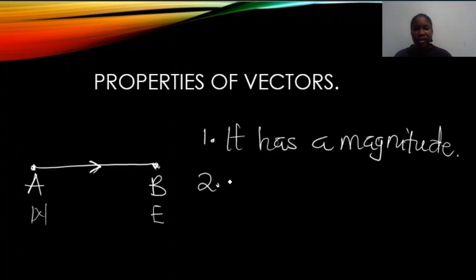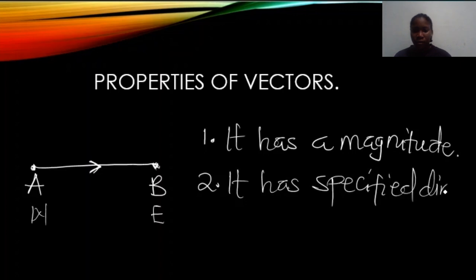Also, it has a direction, a specified direction. This is represented by the arrow. The arrow here shows the specified direction of a vector quantity. So a vector quantity has a magnitude, that's one property of it, and it also has a specified direction. If the direction is not specified, then it's not a vector quantity.